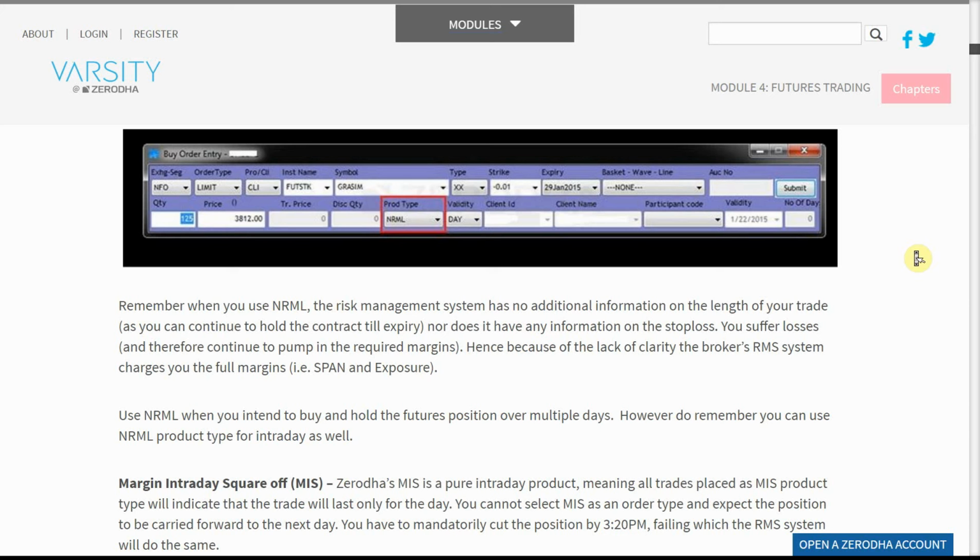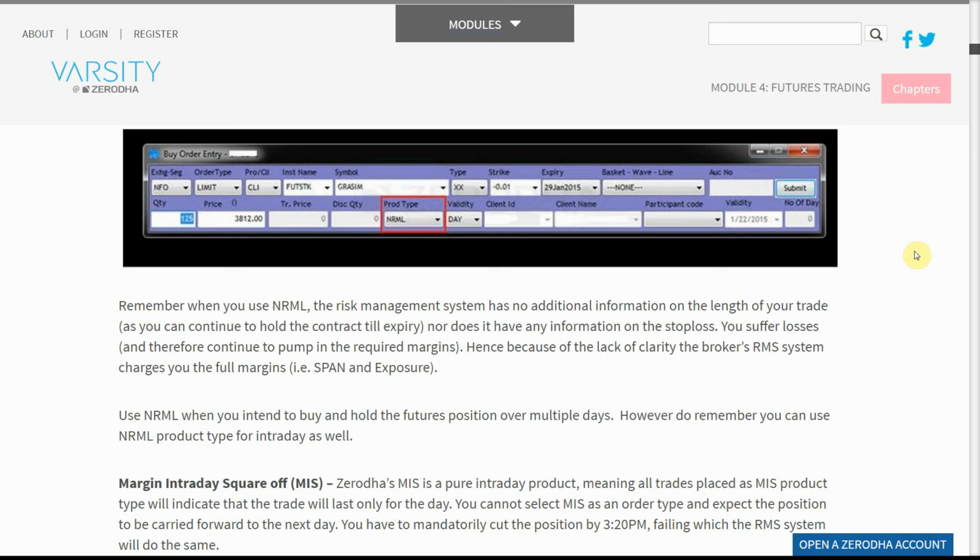Now because the product type is MIS, the RMS system clearly knows that it is an intraday trade, which is a notch better than NRML in terms of information flow. Remember, when the trade is intraday, the trader is exposed to only one day's volatility. Hence the margin requirement is lower compared to the NRML margins.